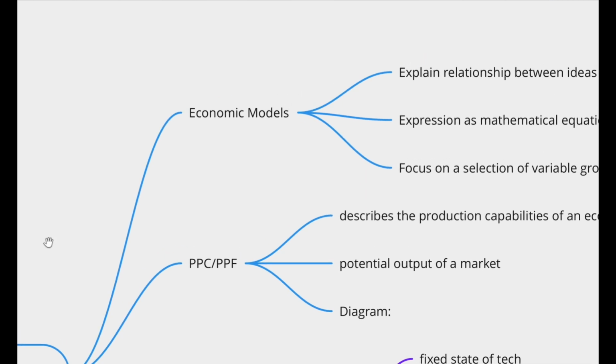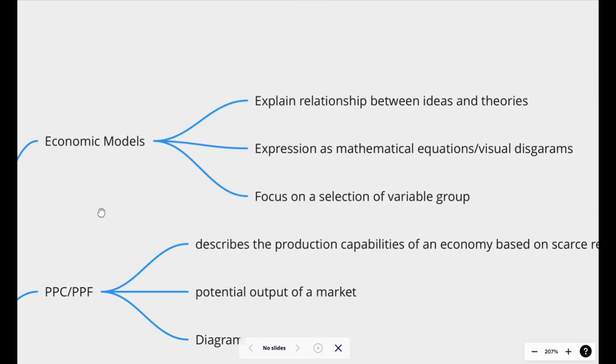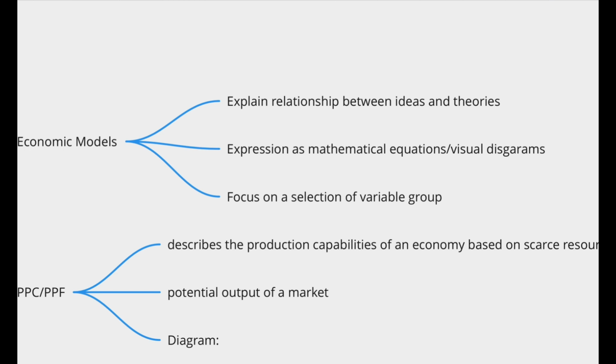So let's start by talking about the economic models, which is what the production possibility curve is a part of. Economic models help to explain the relationship between ideas and theories, and they make connections between real-world variables. They are most often expressed as mathematical equations or visual diagrams, what we know as graphs. They focus on a selection of variables, and they make assumptions, which means they leave some of the factors out of consideration to make things easier and more direct.